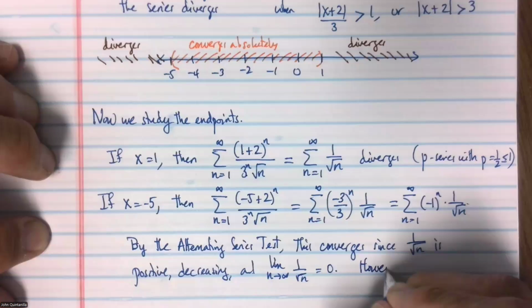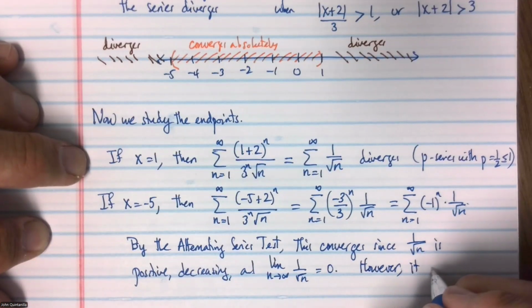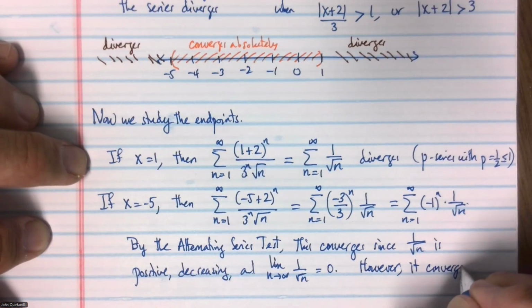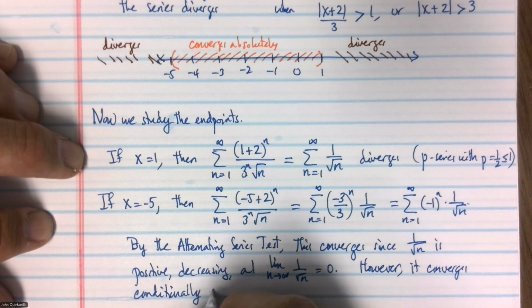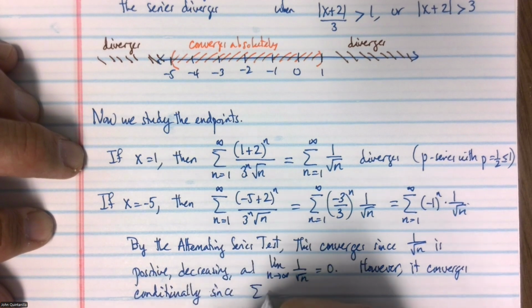However, it converges conditionally since we've already established that the series with terms 1 over square root of n diverges.